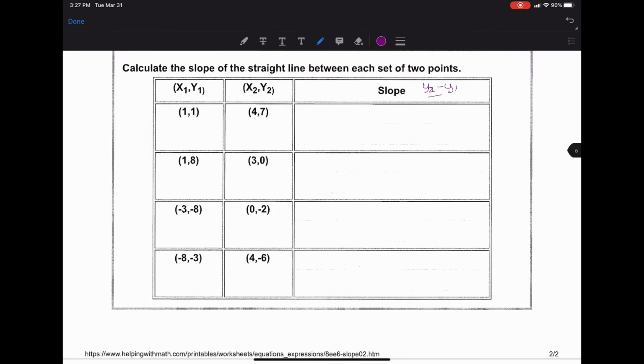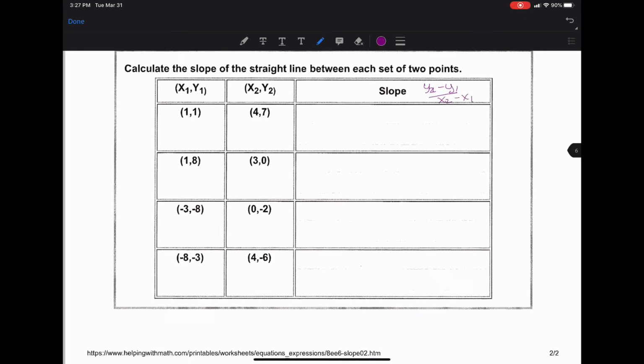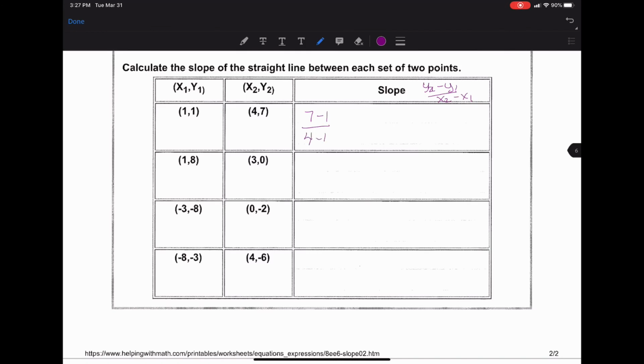y2 minus y1 divided by x2 minus x1. 7 minus 1 over 4 minus 1. I'll have 0 minus 8 over 3 minus 1. Negative 2 minus negative 8. So I did negative 2 minus negative 8. So now you need to put in those. Next one is negative 6 minus a negative 3 over this one minus this one. You should get negative 1/4, 2, negative 4, and 2 going upwards.